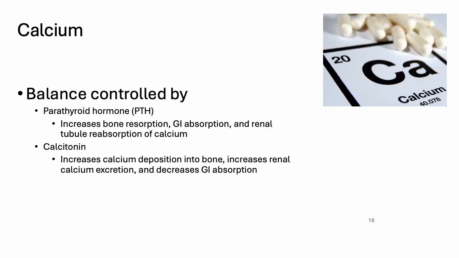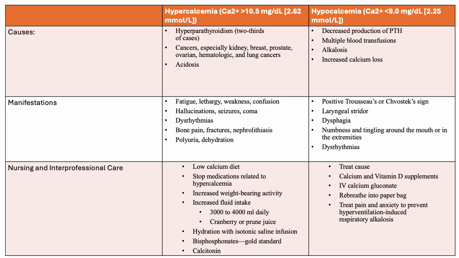So calcium balance is controlled by the parathyroid hormone. It increases bone resorption, GI absorption, and renal tubule reabsorption of calcium. Calcitonin increases calcium deposition into bone, increases renal calcium excretion, and decreases GI absorption. So here is your chart for hyper- and hypocalcemia. Hypercalcemia is a level greater than 10.5. Hypocalcemia is a level less than 9. And these are the things that you're going to be looking at for the test. So you want to review that and be prepared.